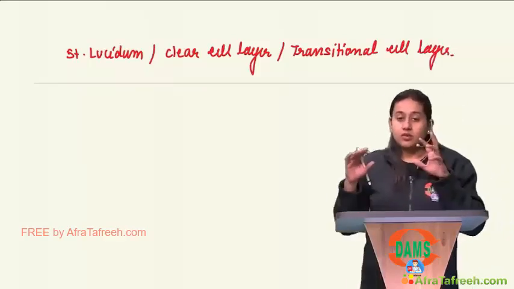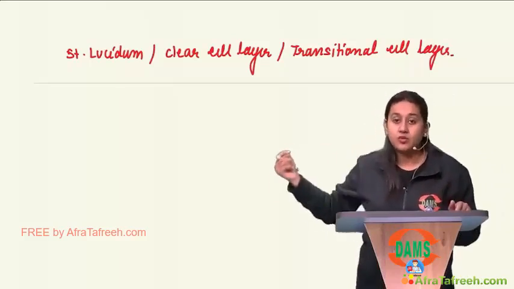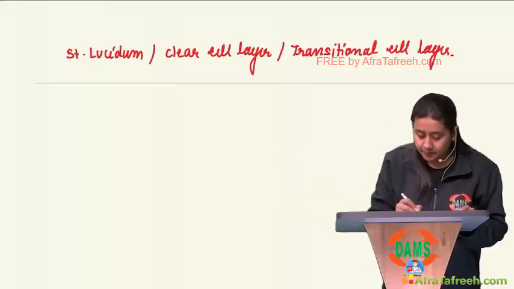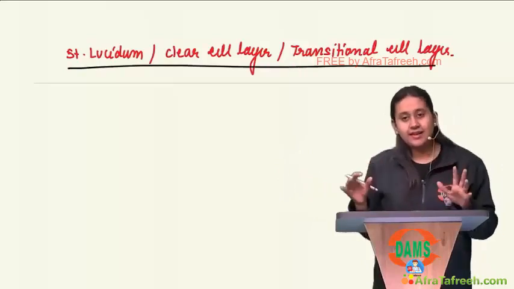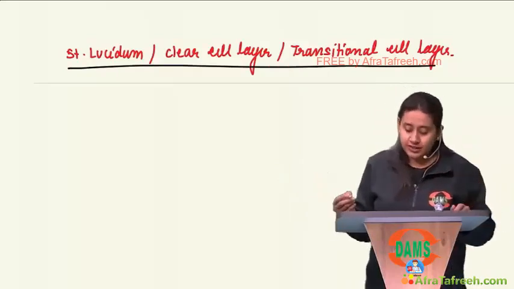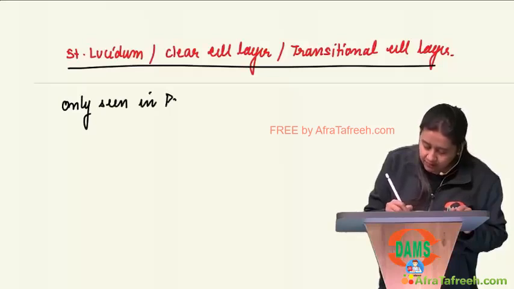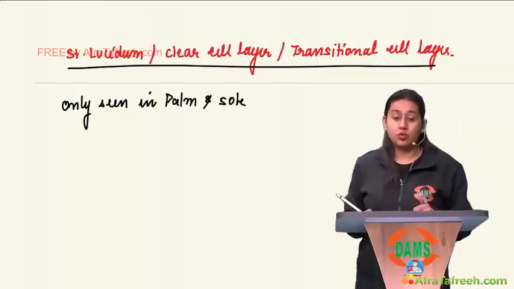So we have alternate names for the stratum lucidum also. It is known as clear cell layer, it is known as transitional cell layer. Now let us write some important points with respect to stratum lucidum. First of all, this is a layer which is only seen in palm and sole.